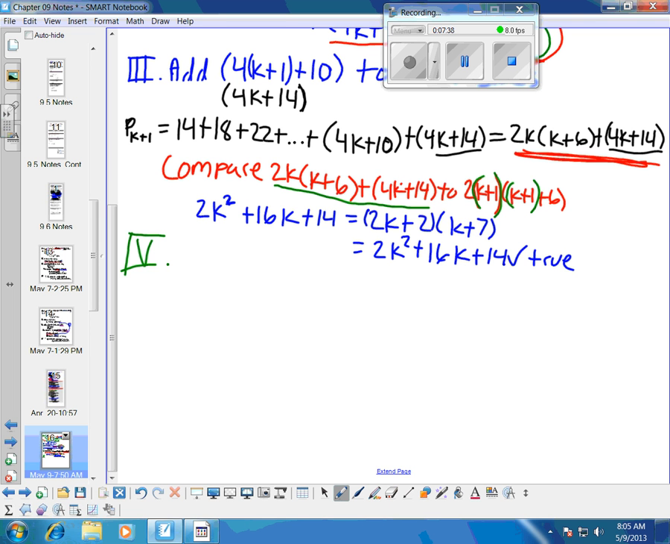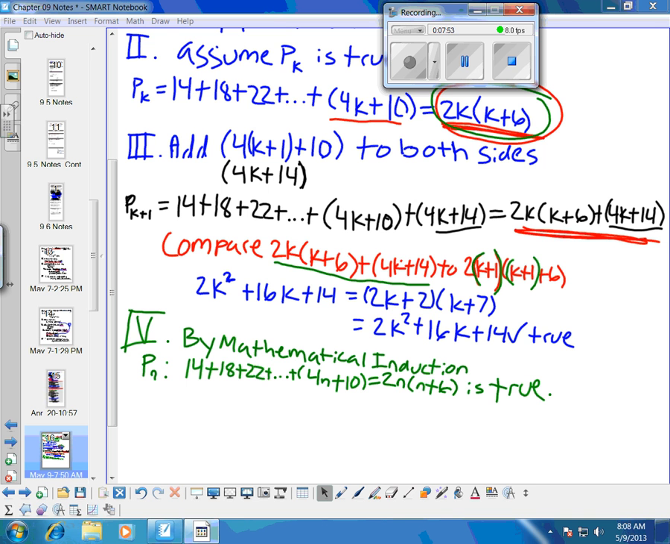By mathematical induction, P of n is true by mathematical induction. Yes, I'll let you write that. Alright, there's Bryce's final statement. First hour precalculus class.